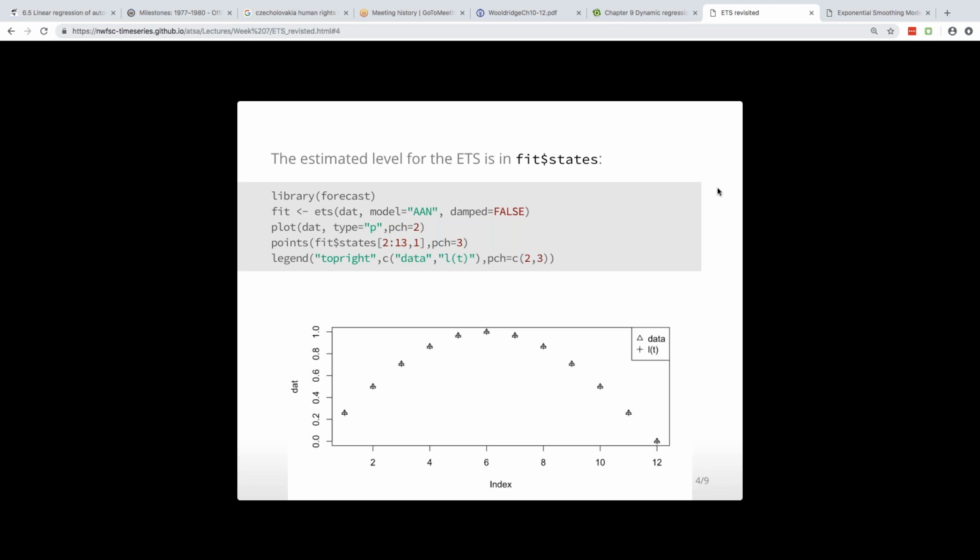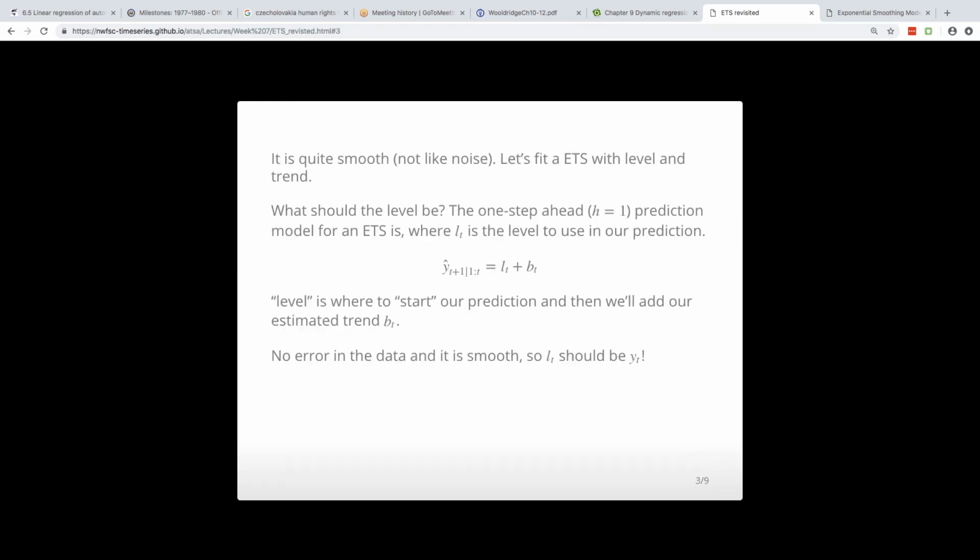So the average trends, remember I was showing you this idea, either you use the last trend or you use an average of the last few trends. That's what I want to use. So I'm going to say damped equals false. And what I'm going to pull out of the fit is these two, that level term and the trend term.